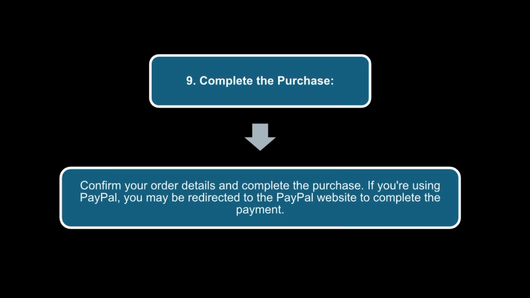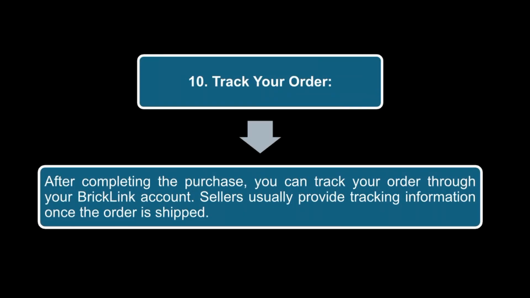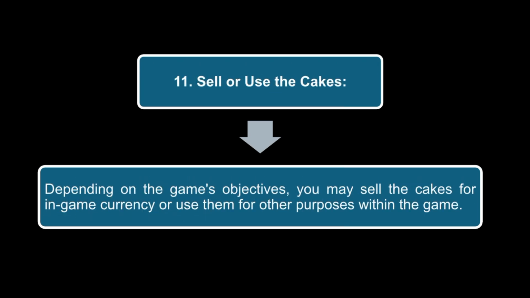Now complete the purchase. Confirm your order details and complete the purchase. If you are using PayPal, you may be redirected to the PayPal website to complete the payment. After completing the purchase, you can track your order through your Picklink account. Sellers usually provide tracking information once the order is shipped.